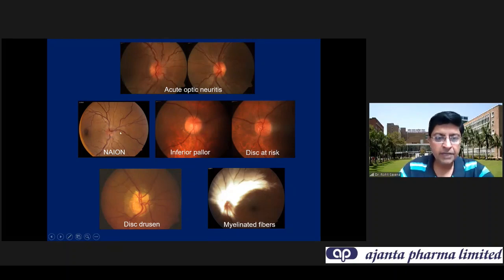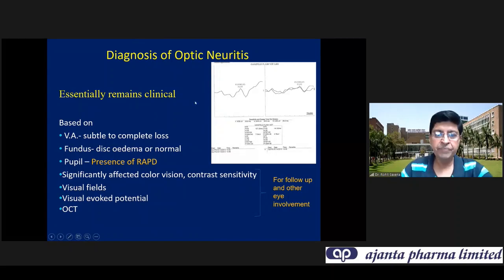This is ischemic optic neuropathy. You can see the disc edema is more sectoral, and over time it will create an inferior pallor. And this is the other eye which is showing a disc at risk. Small discs, no cupping, crowded in the middle. So this is a disc at risk. These are disc drusen. You can see the bumpy, lumpy appearance that is described. And these are myelinated nerve fibers. So because of the myelin, the disc margins are absolutely obscured. So these are all the differentials that we need to keep in mind, and the appearance of the disc sometimes can give us an idea.